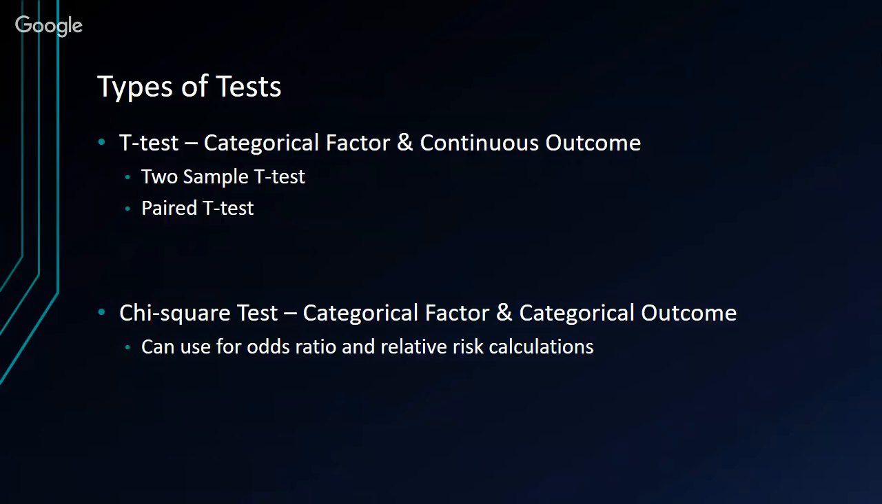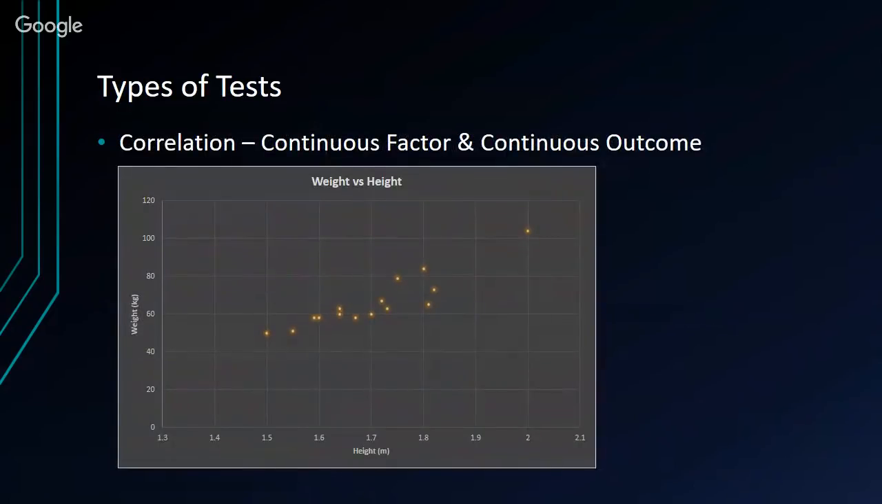Chi-square tests involve categorical factors and categorical outcomes. So an example is, do you smoke? Yes or no. Do you have lung cancer? Yes or no. So it's kind of like the cross-section. And you can use it for odds ratios and relative risk calculations. All good? Correlation is pretty straightforward. It shows you the relationship between two continuous variables. A good example is just height and weight.